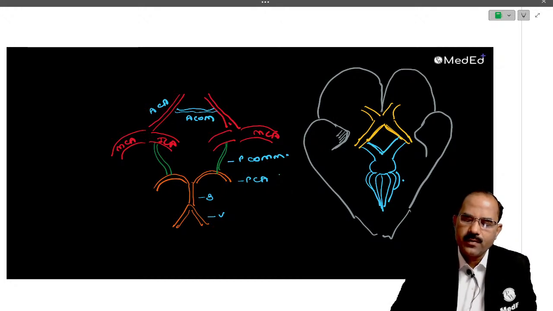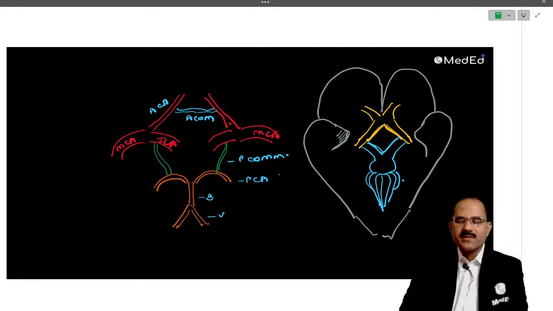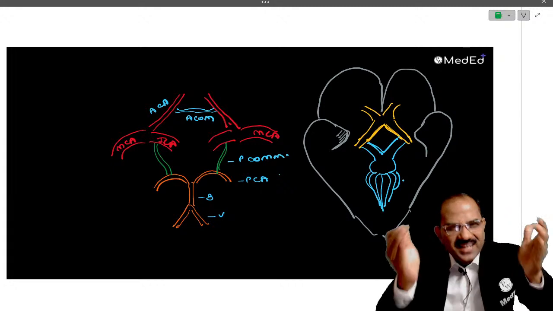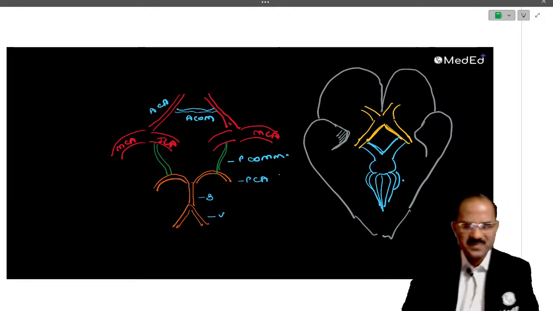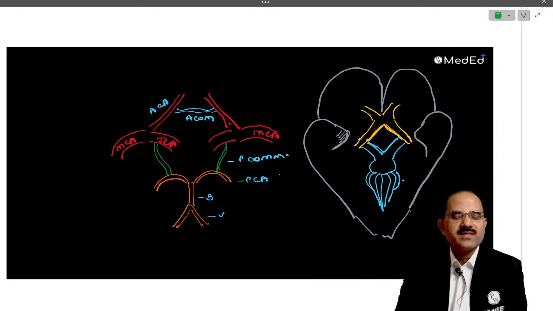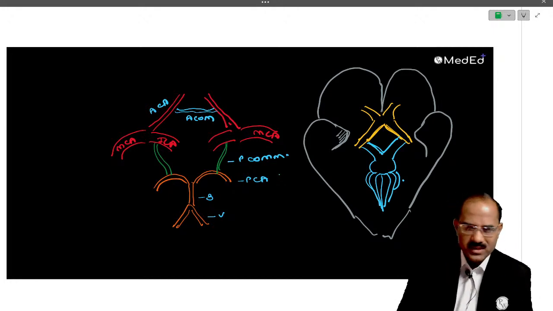What is this area known as? Come on. And this is the area where the circle of Willis is going to lie in. Any guesses? What is this area known as? Come on, students. You can answer here. Even if you make mistakes, that's okay.